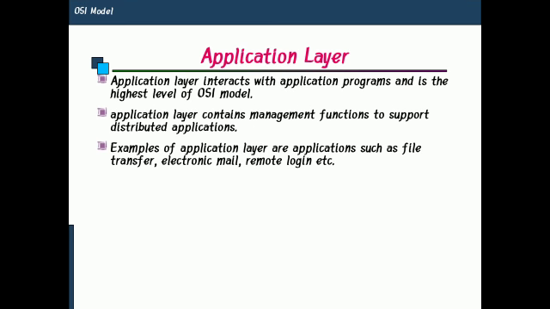Now, last but not the least, it is the application layer. The application layer interacts with application programs and is the highest level of the OSI model. It contains management functions to support distributed applications. Examples of application layer services are file transfer, electronic mail, remote login, etc.